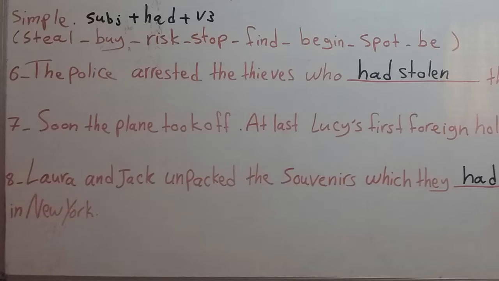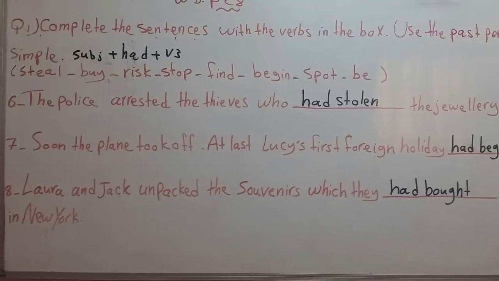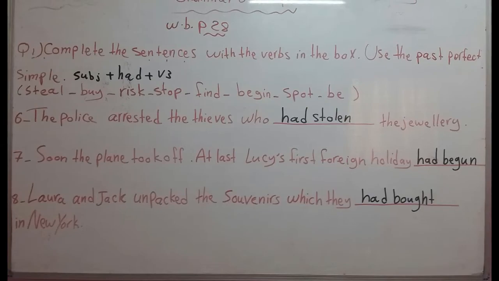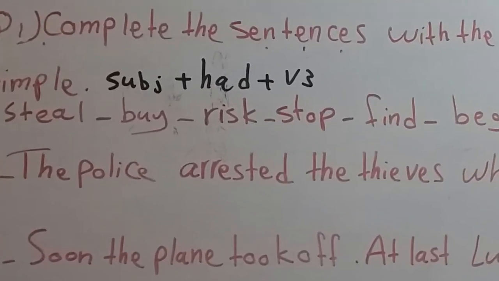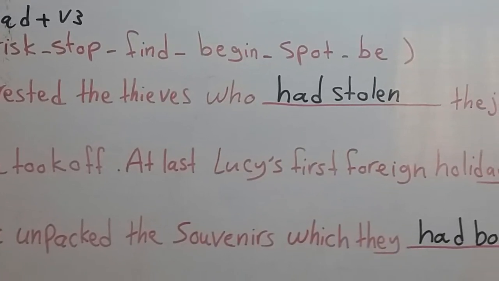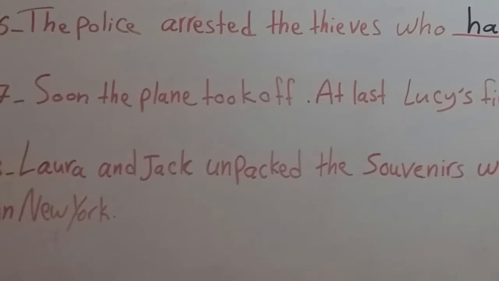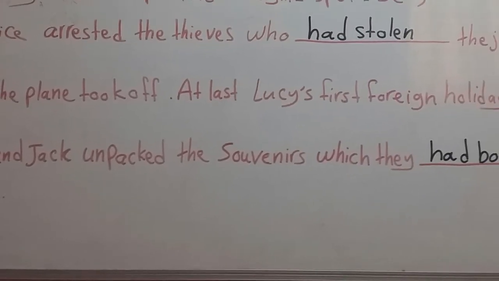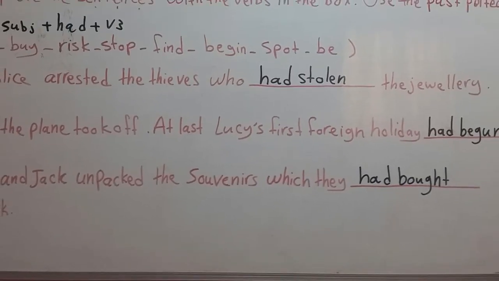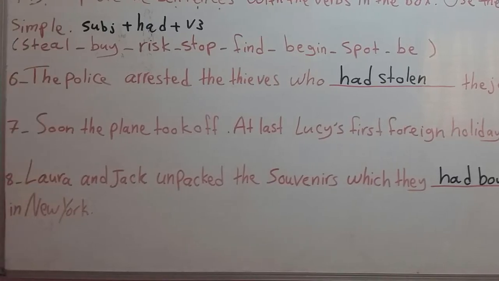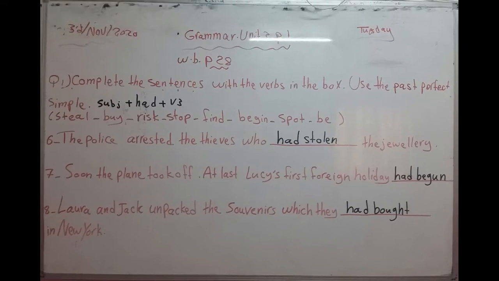Number 8. Laura and Jack unpacked the souvenirs which they gap in New York. So the appropriate verb here is buy. The verb 3 of buy is bought. They have to add had. Had bought in New York. بفهم هنا, I understand that they had bought the souvenirs and after that they unpacked them, يعني ما غلفوها أو ما ضبوها. The souvenirs هي الهدايا.